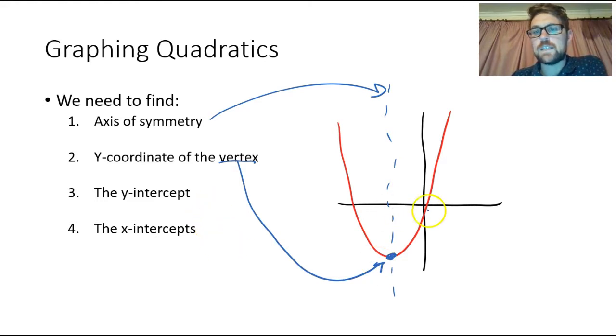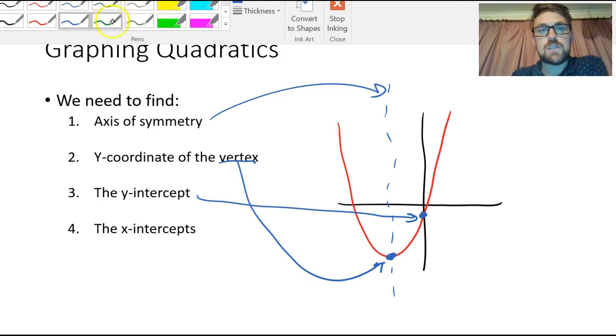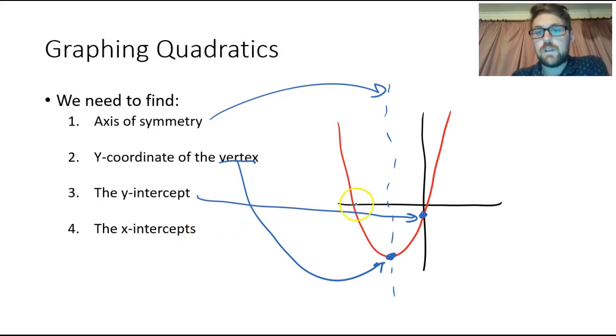The next thing we want to look at is the y-intercept. We all know what that is. That's the y-intercept. And finally, the x-intercept. So we intercept at 2 points. I'm just going to change to green, and one of them is here, and the other one is here. So those are the four things we need to know, and we're going to look at how to work those out.